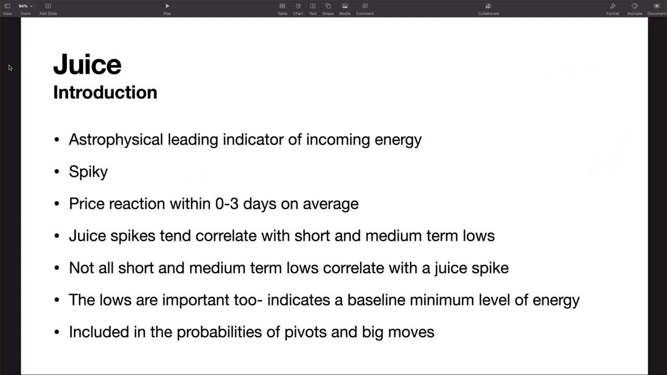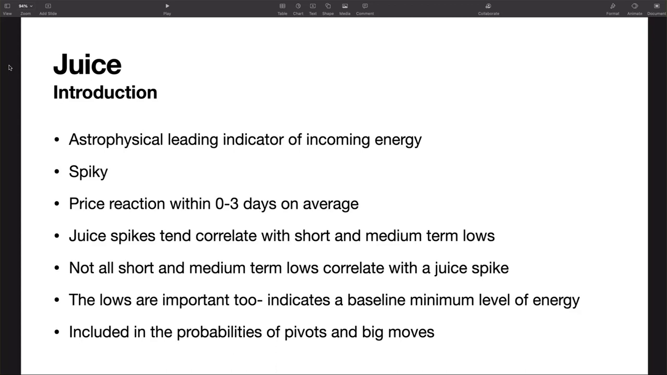This is designed to be a leading indicator of incoming energy. It's based on solar system states and geometry. So it's very deterministic. There's no funky manipulating of numbers or anything to get this. It's very simple math that has led to the creation of this indicator. It also tends to be very spiky, as you'll see.